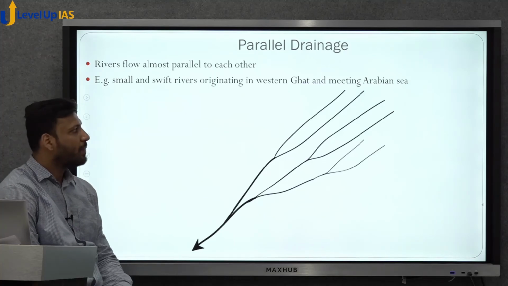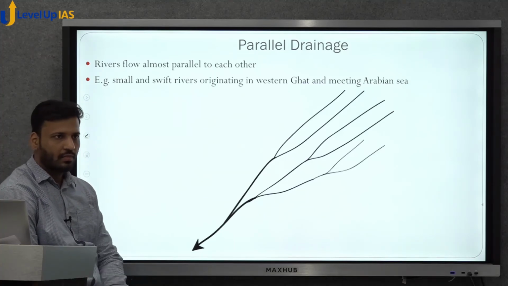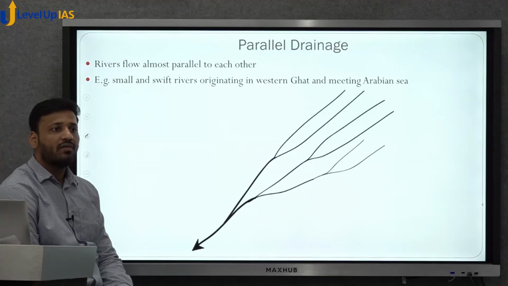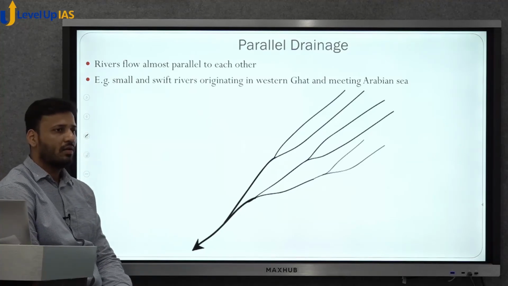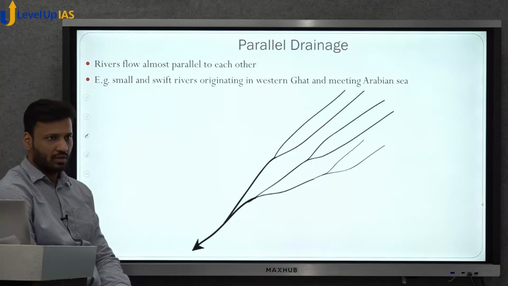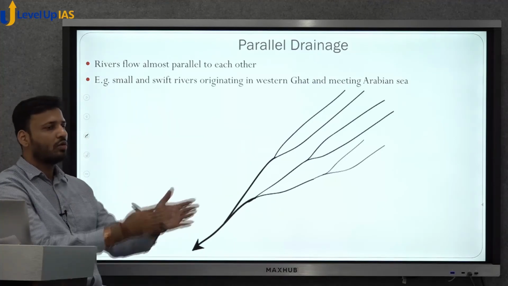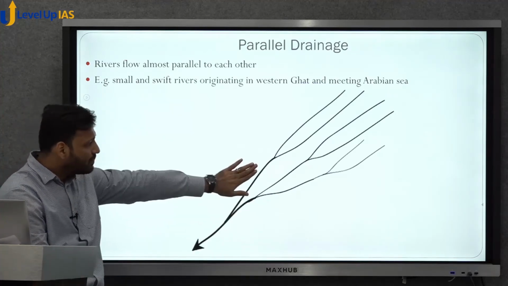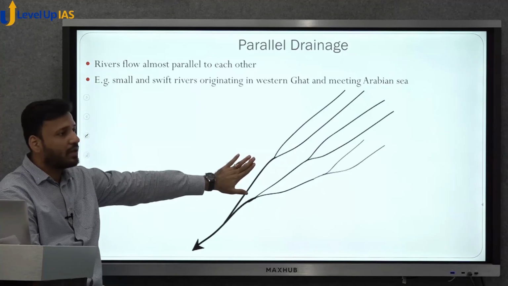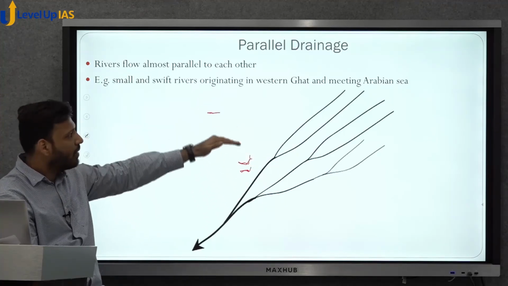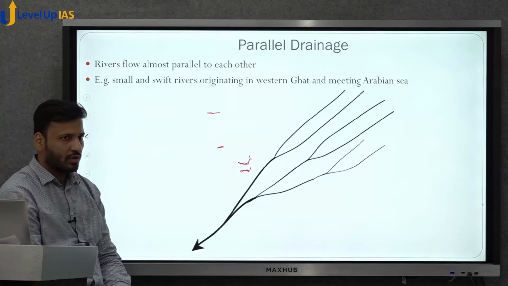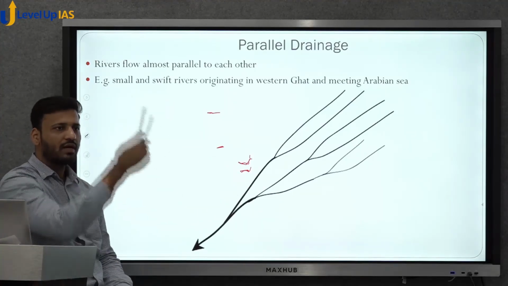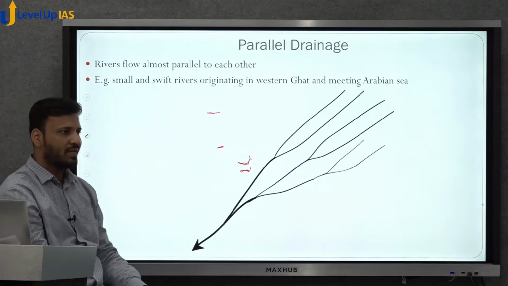Next type of drainage pattern is the parallel drainage pattern. In the parallel drainage pattern, rivers and their tributaries flow parallel for a long distance before meeting each other. And when it comes closer to the mouth, then somewhere before that they will meet each other. So why does this parallel drainage pattern happen? The first reason is that the distance between origin and mouth is very less. So for example, the Western Ghat and the Arabian Sea. Rivers are originating on the Western Ghat, and immediately they are meeting the Arabian Sea.